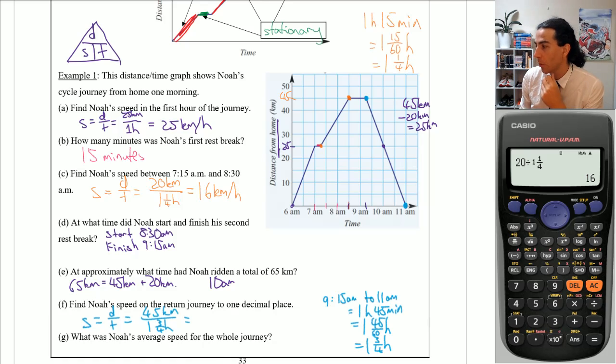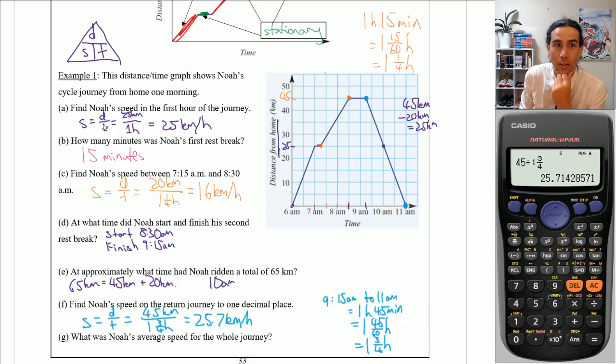Calculator. And I'm going to do it the divide way. 45 divided by shift fraction button, 1 3/4. And that's in the fraction form. So I'm going to press that button. 25 point, we'll call that 7 kilometers per hour. Oh yeah, it's set to 1 decimal place, so definitely 25.7. Average speed for the whole journey.